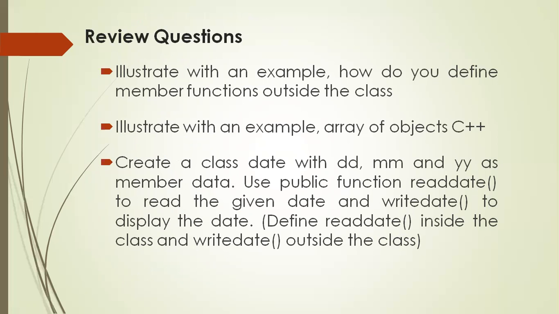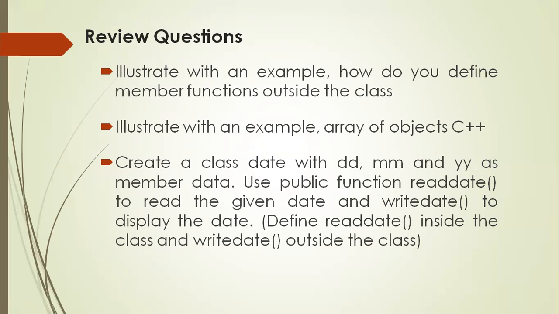So in today's class, I covered 3 major components. One is defining member function outside the class, array of objects, and copying one object to, or assigning one object to, another object. Illustrate with an example how you define a member function outside the class. Illustrate with an example array of objects in C++. This third one, you can take it as an assignment, and you can try on your own.